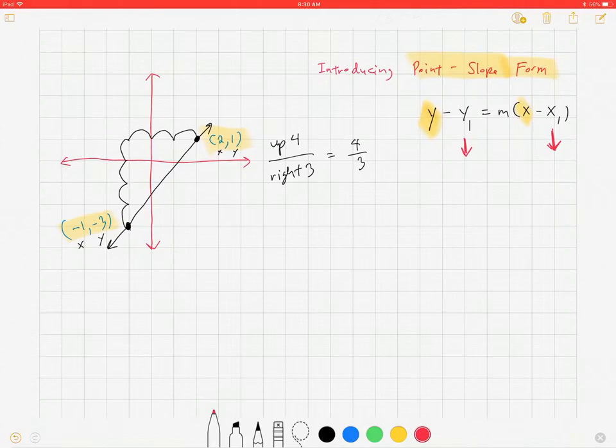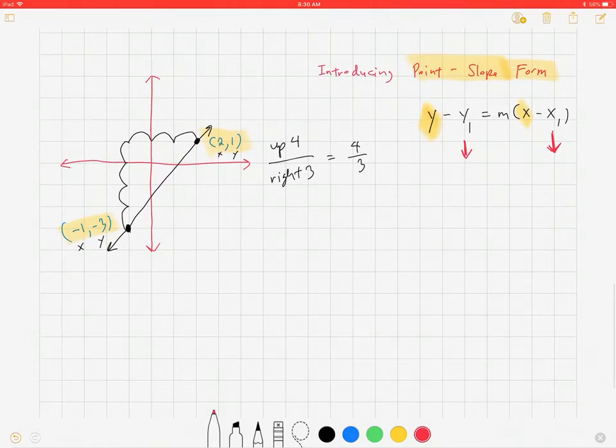And the m, the slope, is still exactly the same. We just calculated it was 4/3. Again, put the point where the x1, y1 are. So I'm going to use (2, 1) because they're both positive. I like dealing with positive numbers.